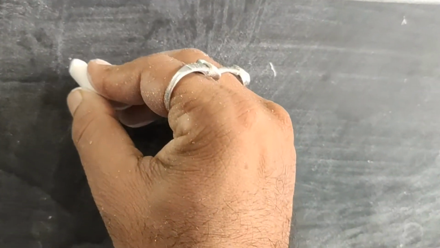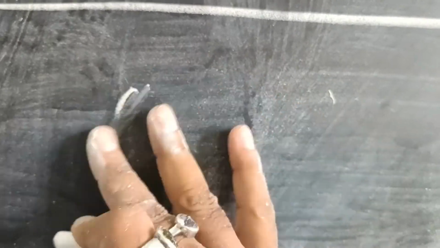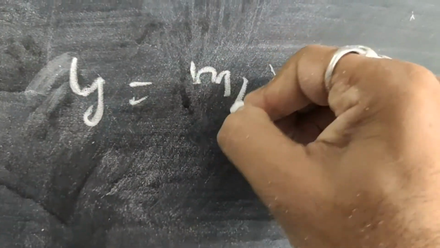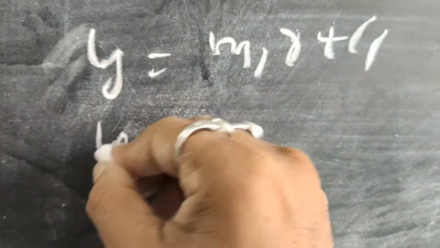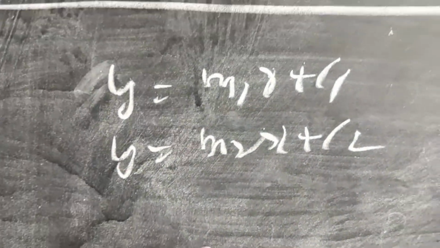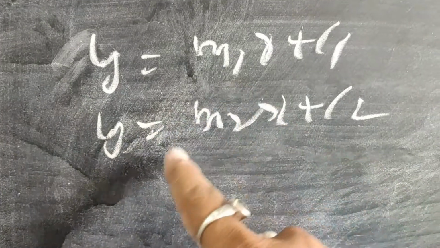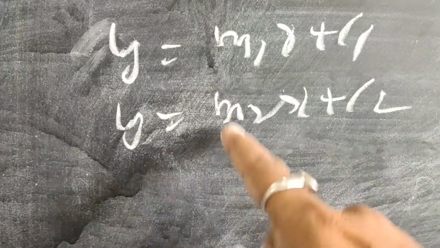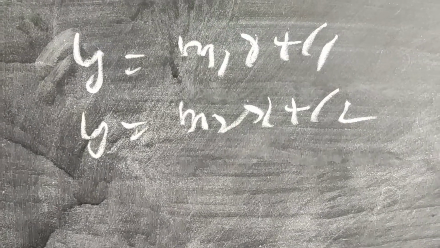Now look here, if the equation is given in this form, y equal to m1x plus c1, y equal to m2x plus c2, right? So directly you can find m1 and m2 from here and put these values in the questions, right?